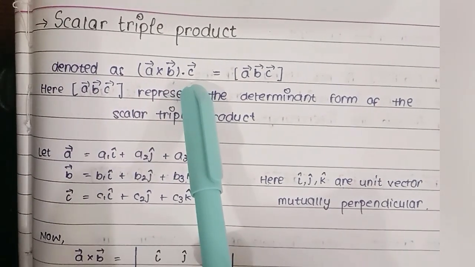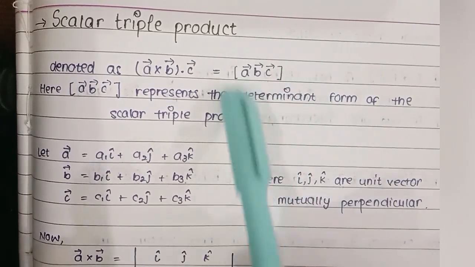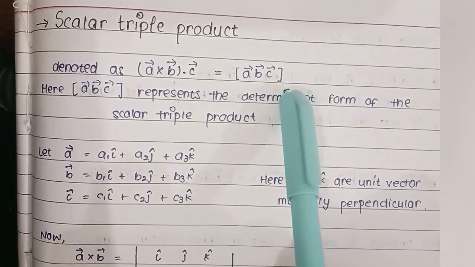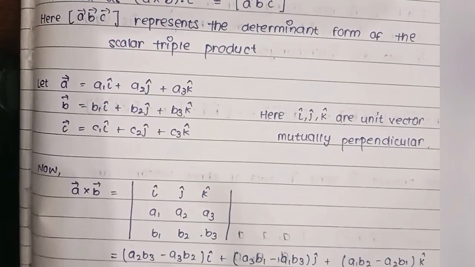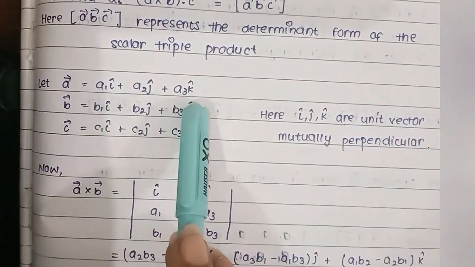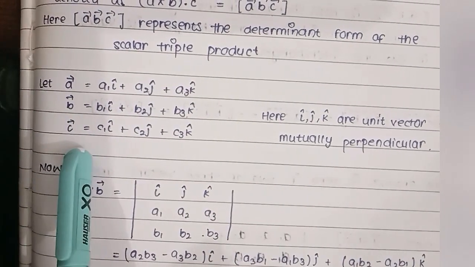Now let's begin with the scalar triple product, which, as we already discussed, is denoted as a vector cross b vector dot c vector, which has a determinant form represented as this. So now we are going to derive this determinant form. Let a vector be a1 i cap plus a2 j cap plus a3 k cap, and similarly the other vectors b vector and c vector also.